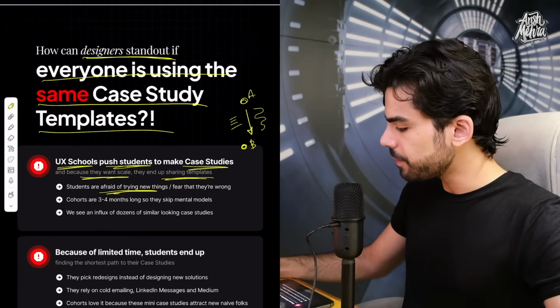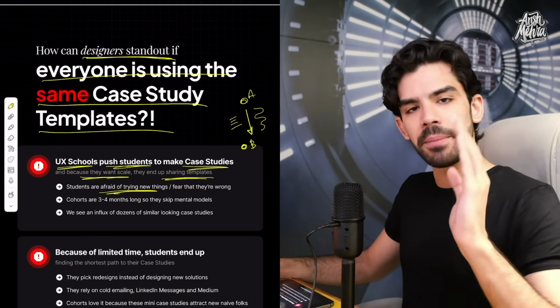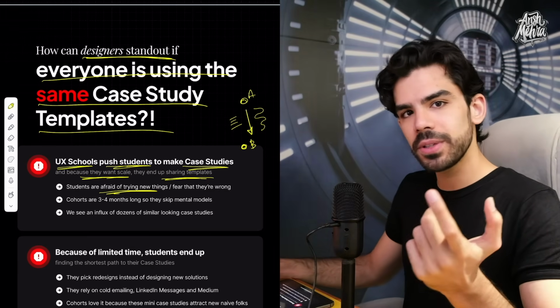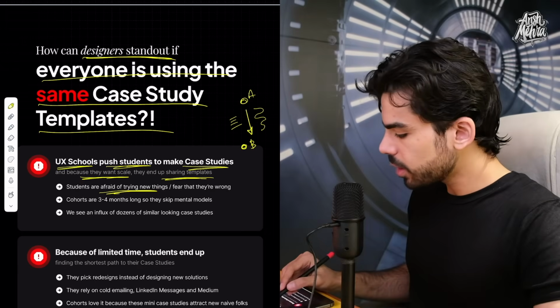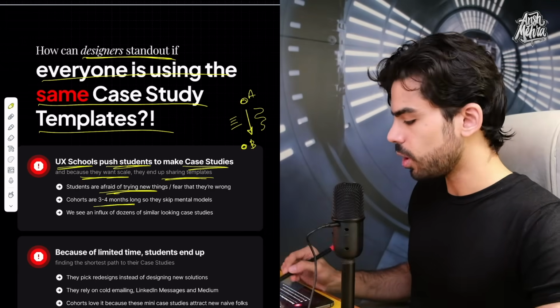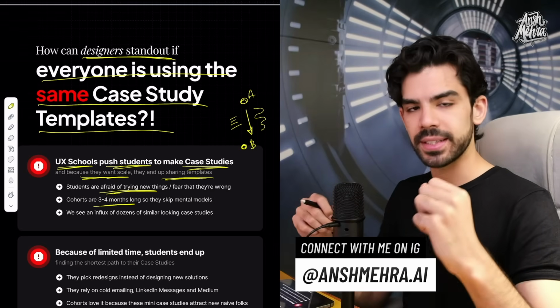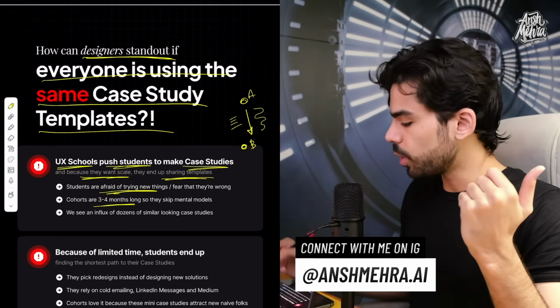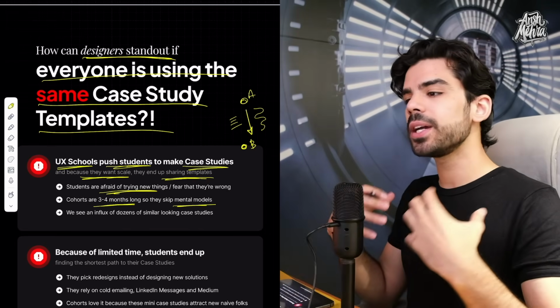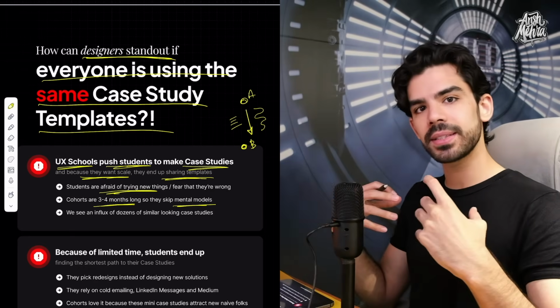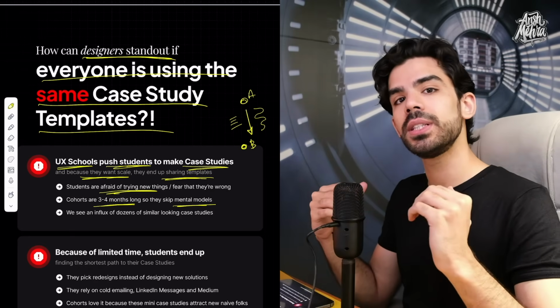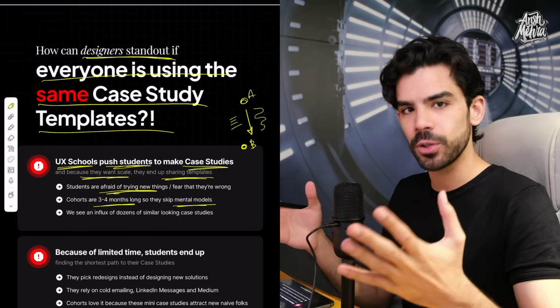You can do whatever you want, make it clear, make it easy to understand, but you can always take risks. Because what happens is that a lot of cohorts are 3 to 4 months long. So what they do is they quickly teach you basics of Figma, basics of UI design, and they skip mental models. Now, what do I mean by that? Basic understanding of how the brain thinks, basic understanding of how product psychology is being used in all the applications that we use on a day-to-day basis.